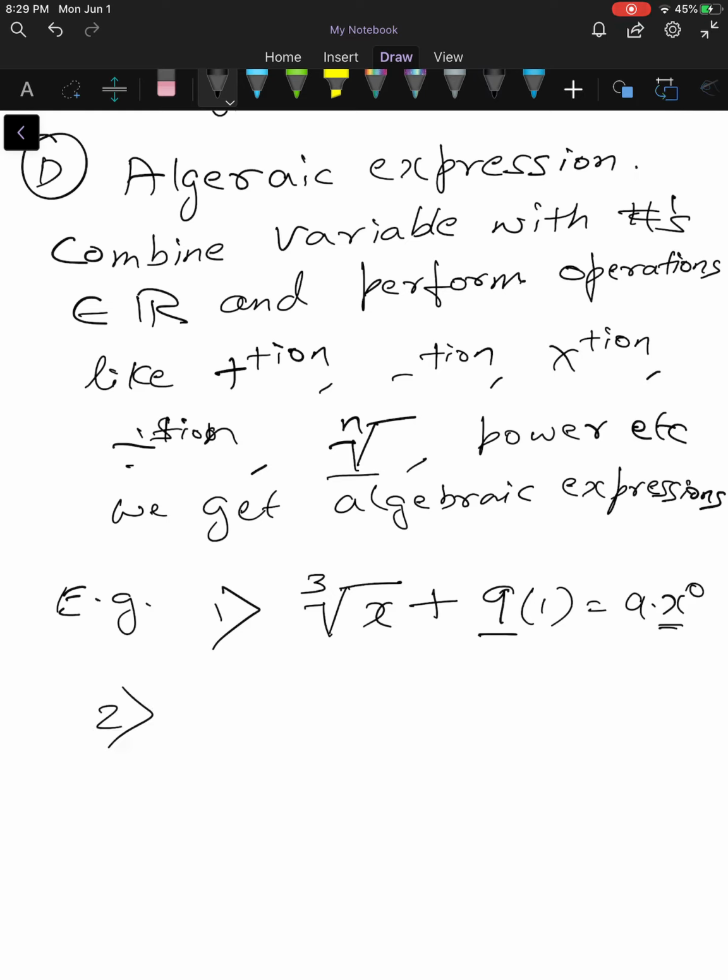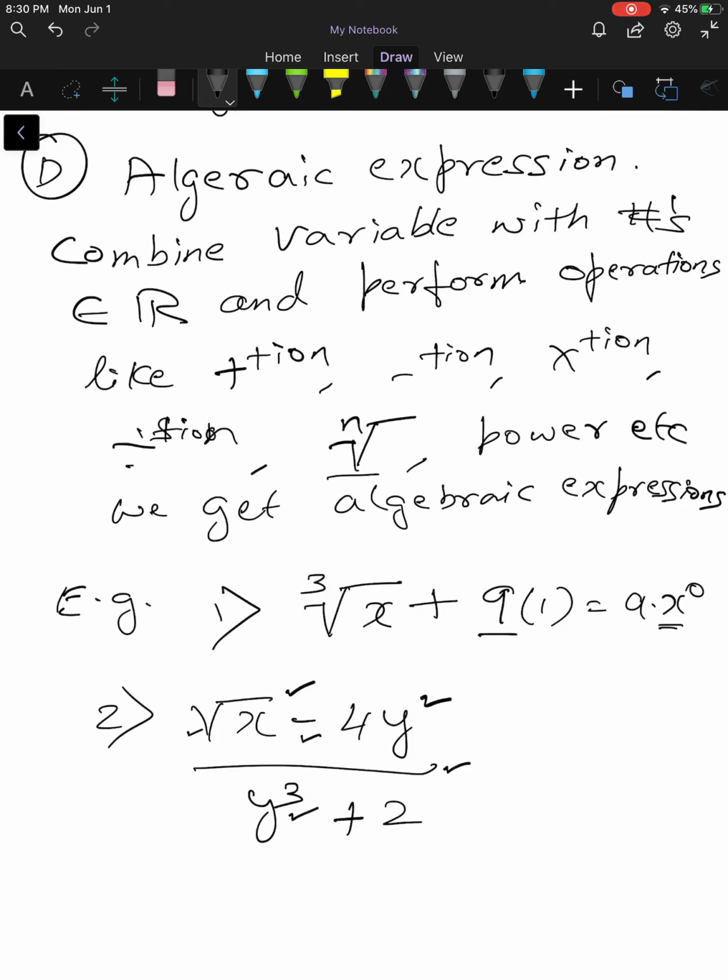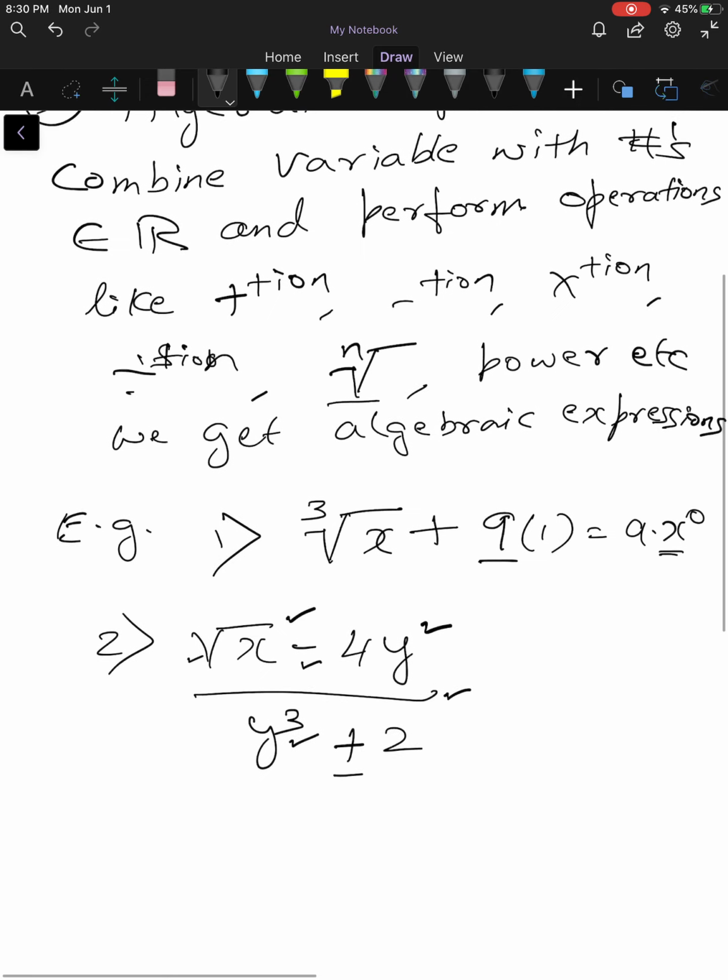Second one, square root of x minus 4y. Here you can see there are two variables, that is x and y. So an algebraic expression can include two variables, and you are performing subtraction here and power here and square root, and you are performing division and plus 2 and addition as well. So all operations that we have learned till now, we have performed in this expression.